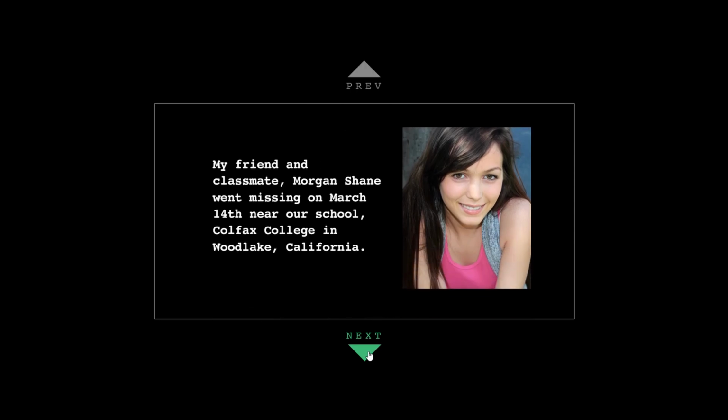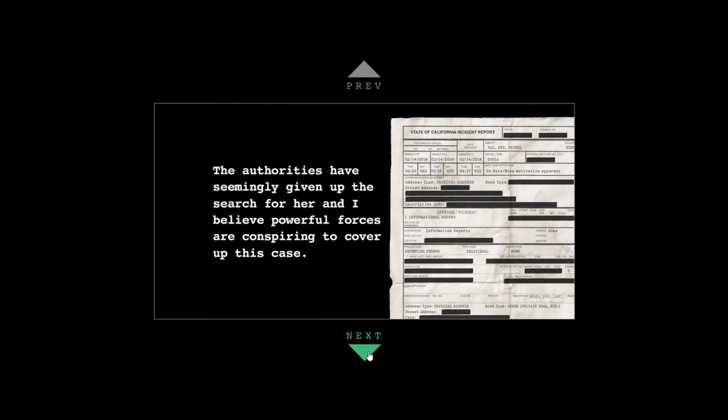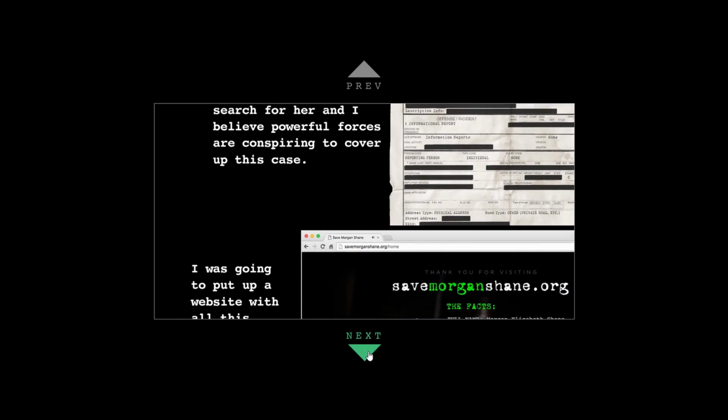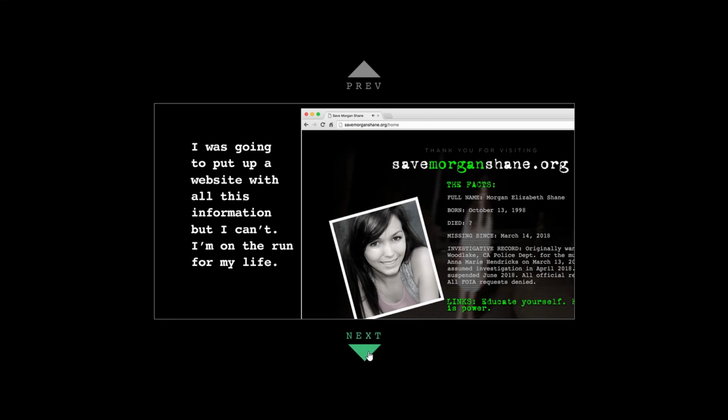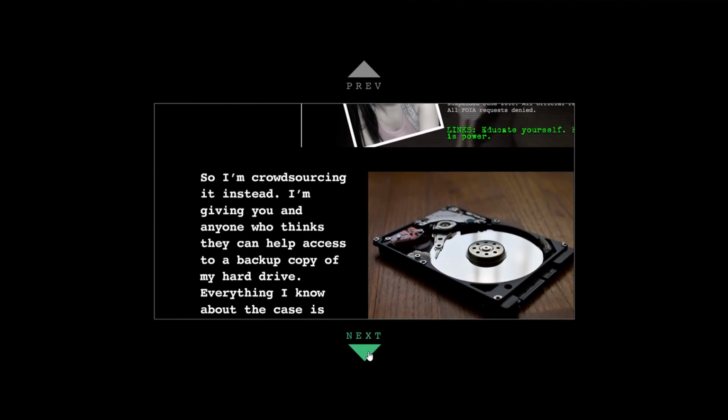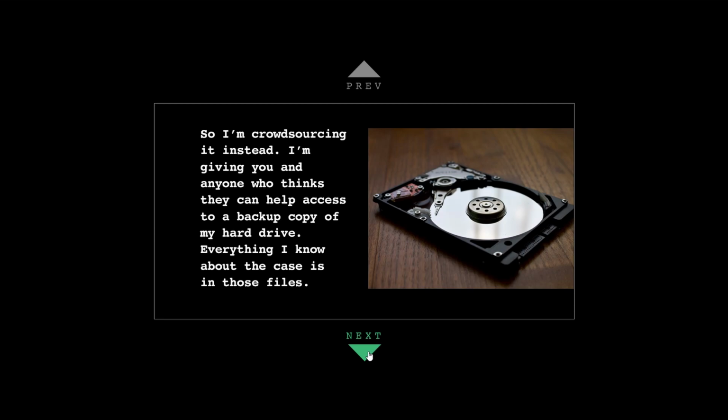I need your help. My friend and classmate, Morgan Shane, went missing on March 14th near our school, Colfax College in Woodlake, California. The authorities have seemingly given up the search for her, and I believe powerful forces are conspiring to cover up this case. I was going to put up a website with all this information, but I can't. I'm on the run for my life. So I'm crowdsourcing it instead.